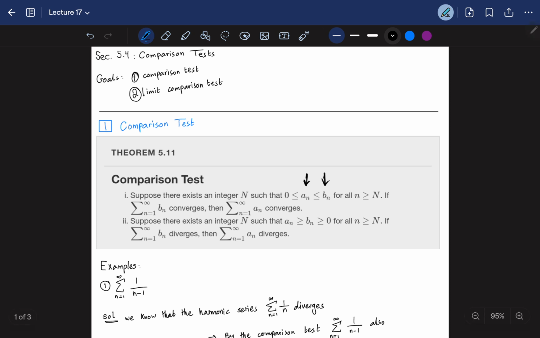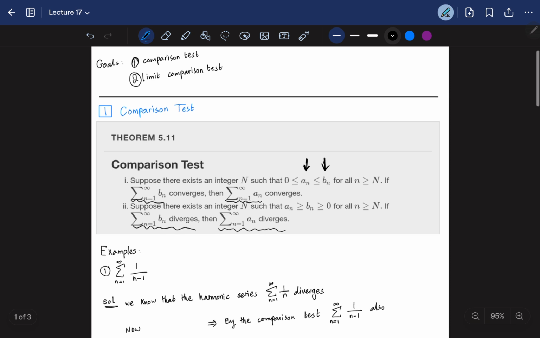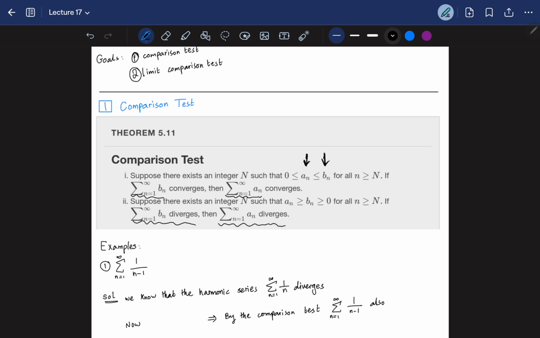If the bigger series, which is the summation of p of n, converges, then the smaller series definitely converges. And if the bigger series diverges after a certain value n, this means that my smaller series also diverges. We also know that if a smaller series diverges, then the bigger series definitely diverges. Okay, so that's a lot of convergence and divergence. So let's see how we're actually going to use it.